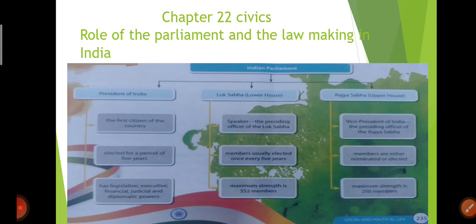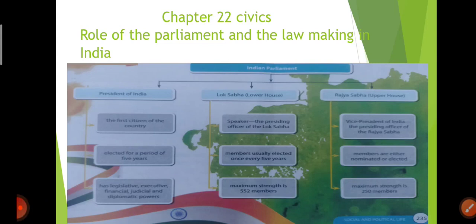Clear? So, we will read now differently. President. The President is the first citizen of the country. He is elected for a period of 5 years. He has the legislative, executive, financial, judicial and diplomatic powers for the country.